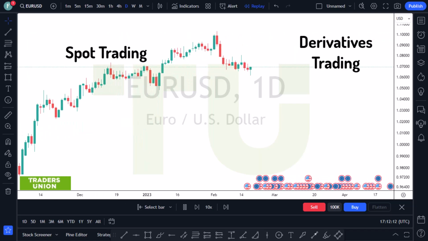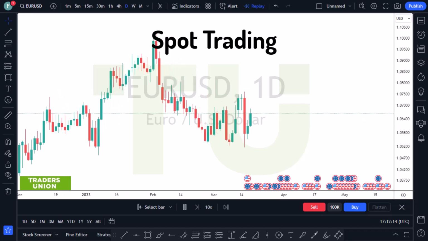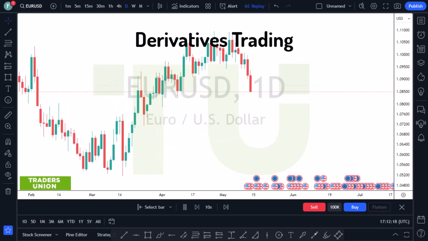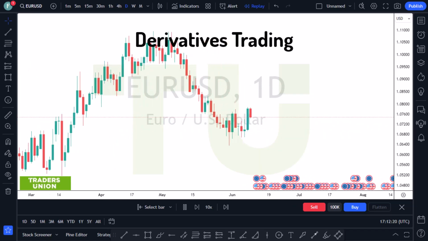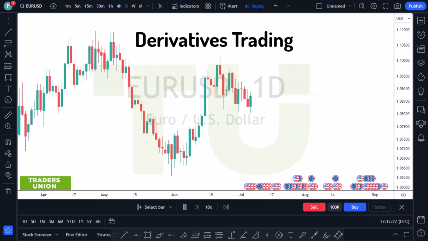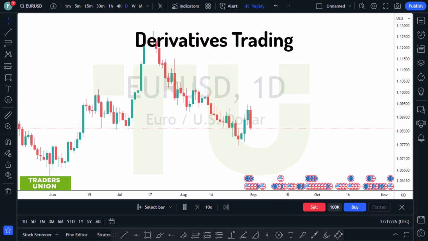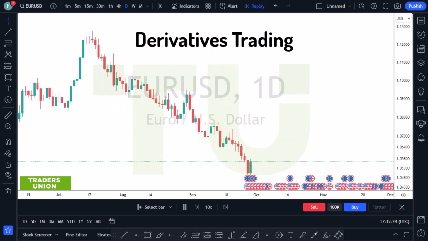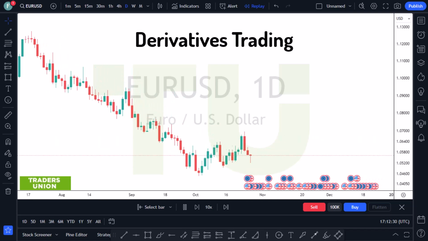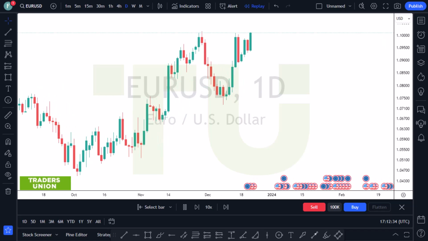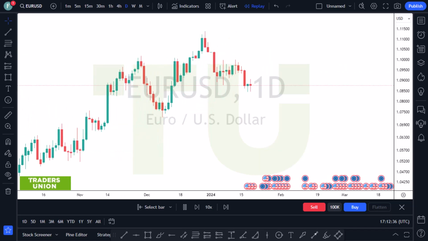Spot trading involves the direct purchase or sale of the currency pair at its current market price, while derivatives involve the use of financial contracts whose value is derived from the EURO-USD exchange rate. These contracts include futures, which are agreements to buy or sell the currency at a predetermined price on a specified future date, and contracts for difference, which allow traders to speculate on price movements.